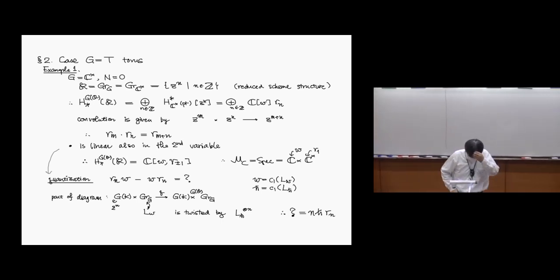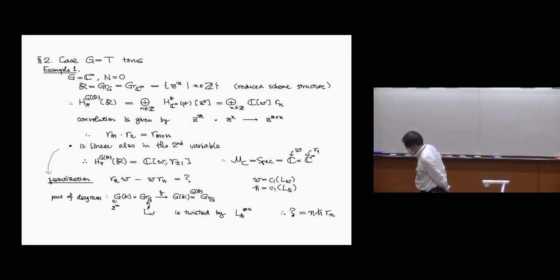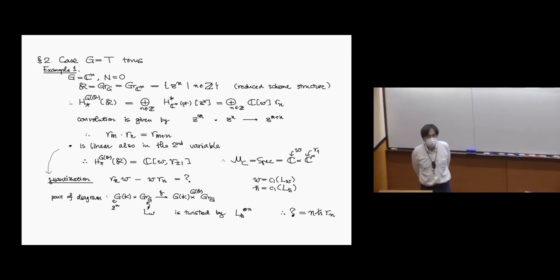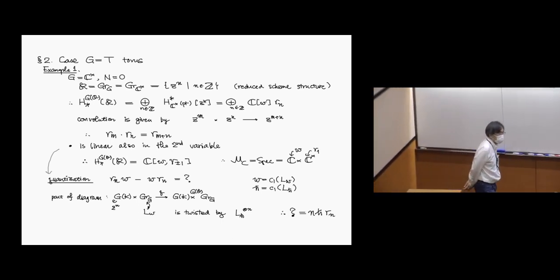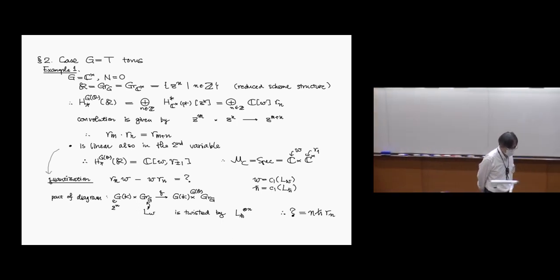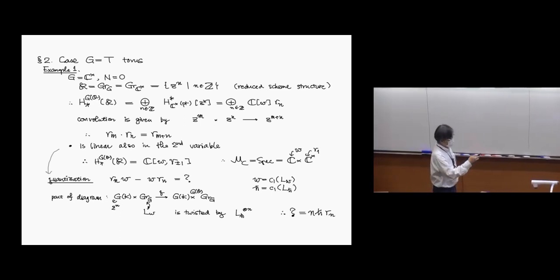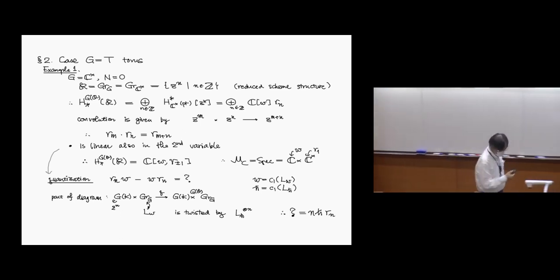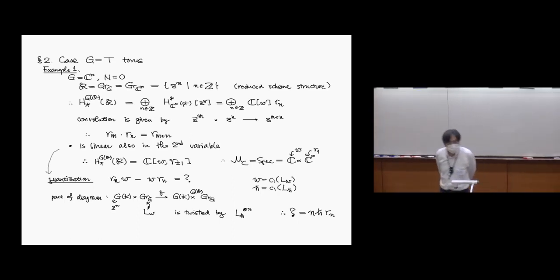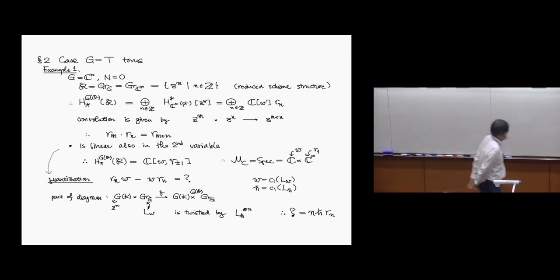Okay, let me continue. So far, I explained the abstract definition of a Coulomb branch. Now I will give some examples. So first, let me start with the easiest example. So the group is C star, and the representation is just the zero representation. This is the most basic example.